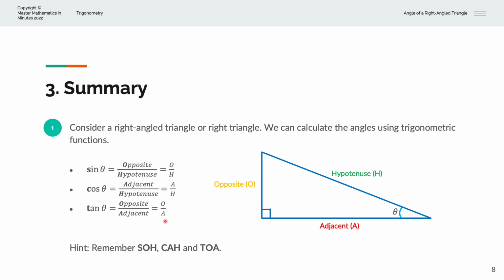So the hint is to remember the words so, ca, and toi. So S stands for the sine function, O and H stand for the opposite side and the hypotenuse side, respectively. So ca is where C stands for the cos function, and A and H stand for the adjacent and hypotenuse side, respectively.